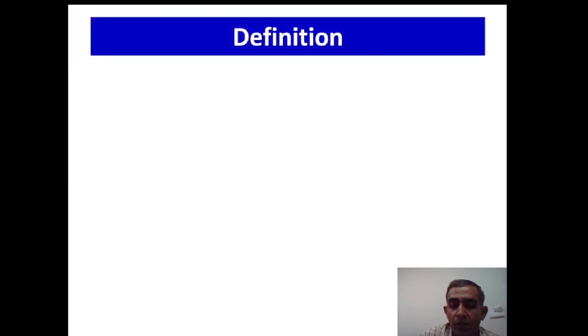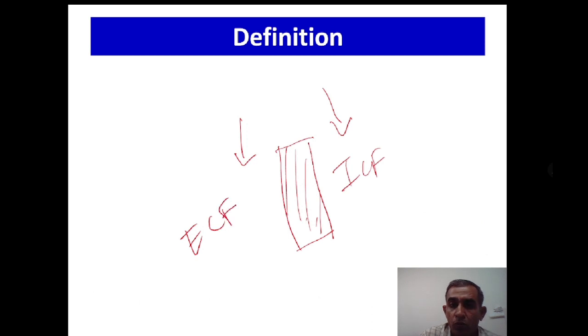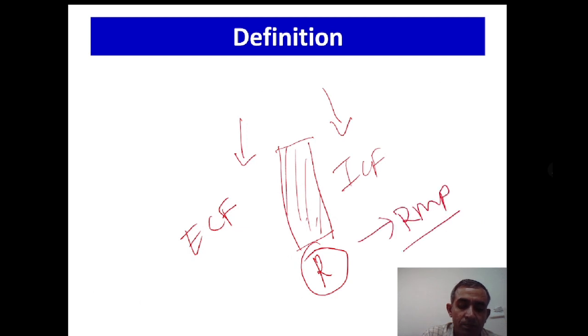Basically, in the resting state there is an unequal distribution of the ions. This is the cell membrane, and across the cell membrane, for example, this is the ICF and this is the ECF. There is an unequal distribution of ions across the membrane, and this exists at the resting state. That is called the resting membrane potential. Why this exists, we will discuss under the heading of the genesis of the RMP.